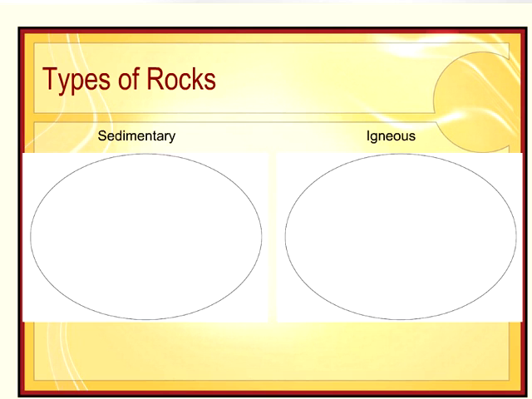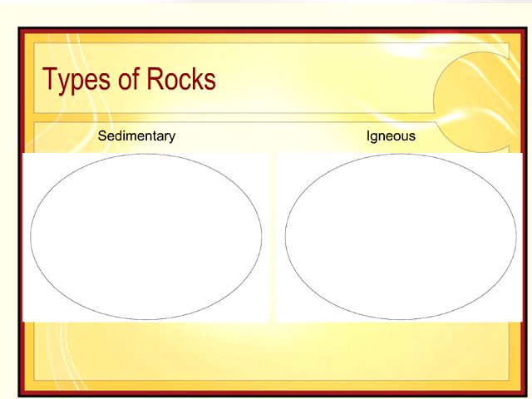An example of this would be to look at types of rocks, igneous, sedimentary. Of course, what we're putting up as examples are just samples. You could be putting up any type of rock.